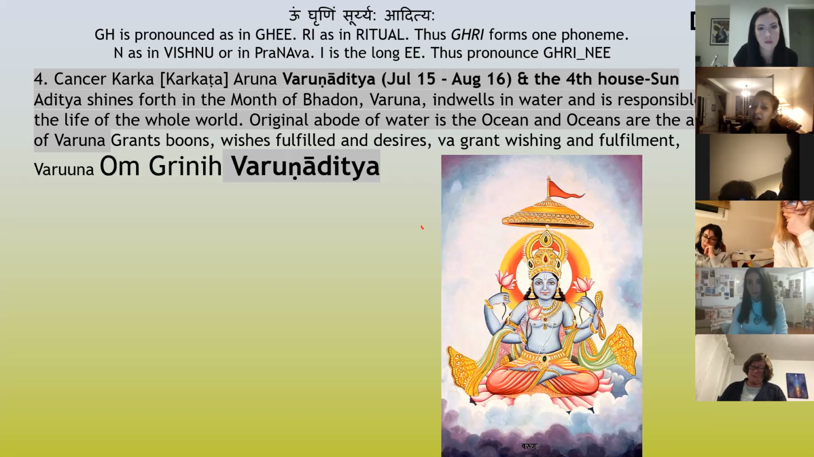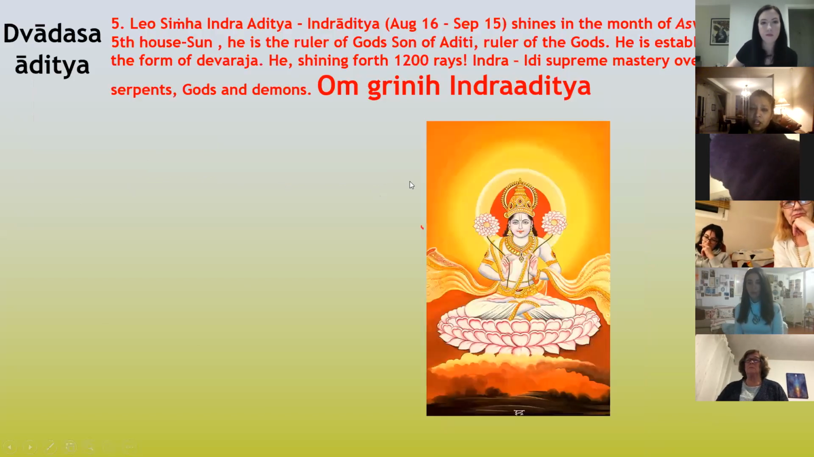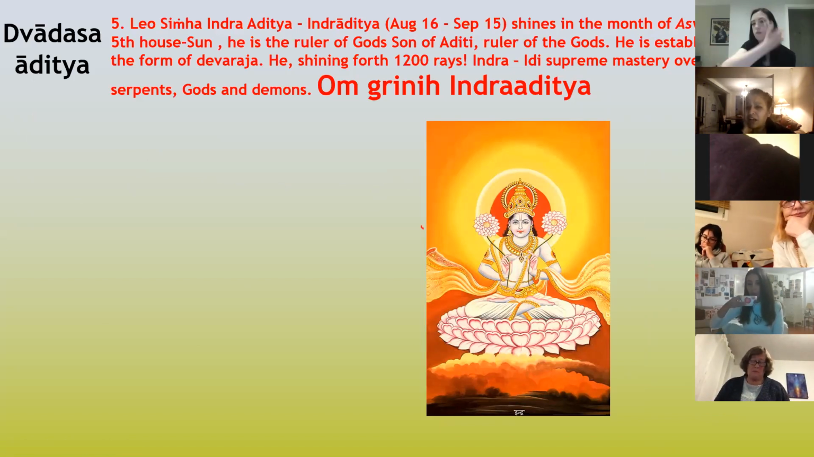Because there is a lot to it. A lot of these deities are not just randomly picked up. There are a lot of backstories and a lot of episodes associated with each of these Adityas. So Hrim Varun Aditya is the mantra. And then we come to Leo, which is Simha Rashi, and Indra is the Aditya, from August 16 to September 15, which is the month of Ashwini, and it's the fifth house sun. It also carries the energy of Indra Aditya.